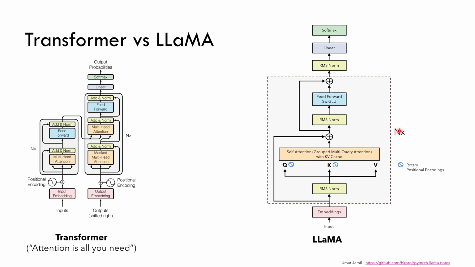This Nx means that this block here in the dashed lines is repeated N times, one after another, such that the output of the last layer is then fed to this RMS norm, then to the linear layer, and then to the softmax. And we will build each of these blocks from the bottom. I will show you exactly what these blocks do, how they work, how they interact with each other, what is the math behind them, and what is the problem they were trying to solve. So we will have a deep knowledge of this model.